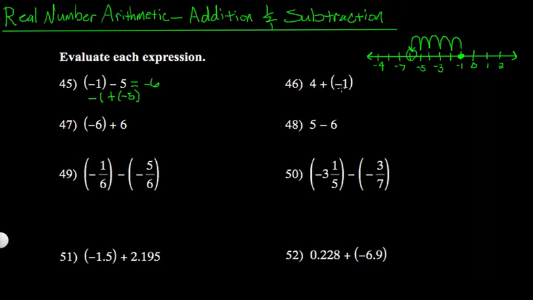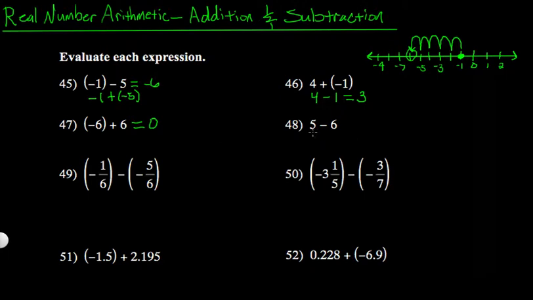All right, here we have number 46. This is 4 plus -1. We can do the same thing and transform this to subtraction. 4 plus -1 is the same as 4 minus 1, and so that just gives us 3. Okay, number 47, we have -6 plus 6. Here, the numbers just cancel out. Remember that a negative number simply means the opposite of its positive. So the -6 literally means the opposite of 6, and the opposite of 6 plus 6 gives me 0.